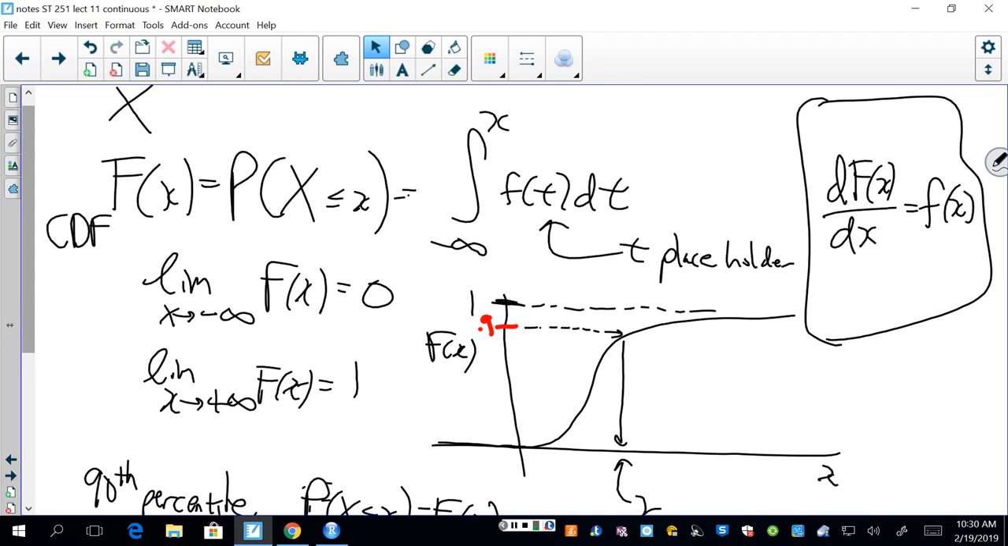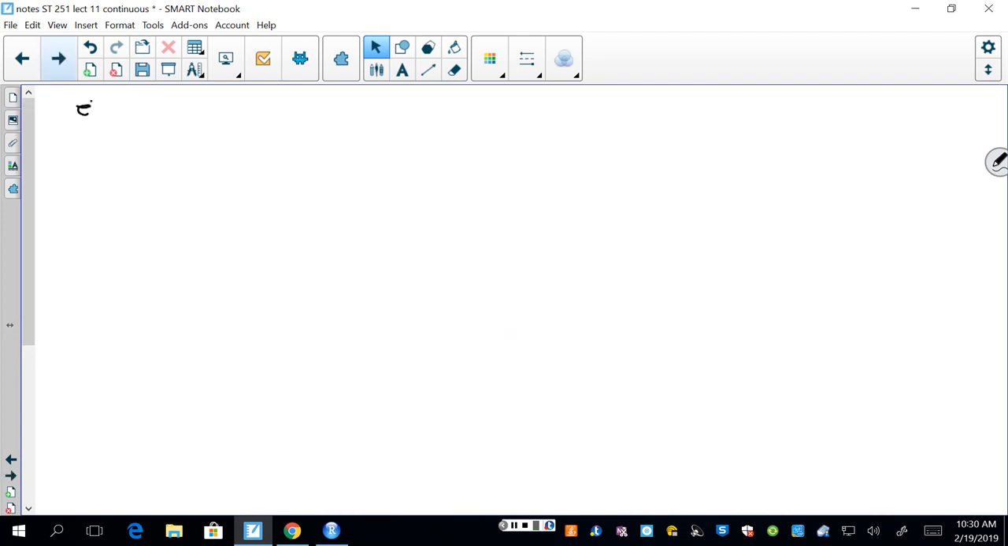So let's look at one or two examples of this. Something called a logistic distribution. It's a continuous distribution, and the cumulative distribution function F of x.